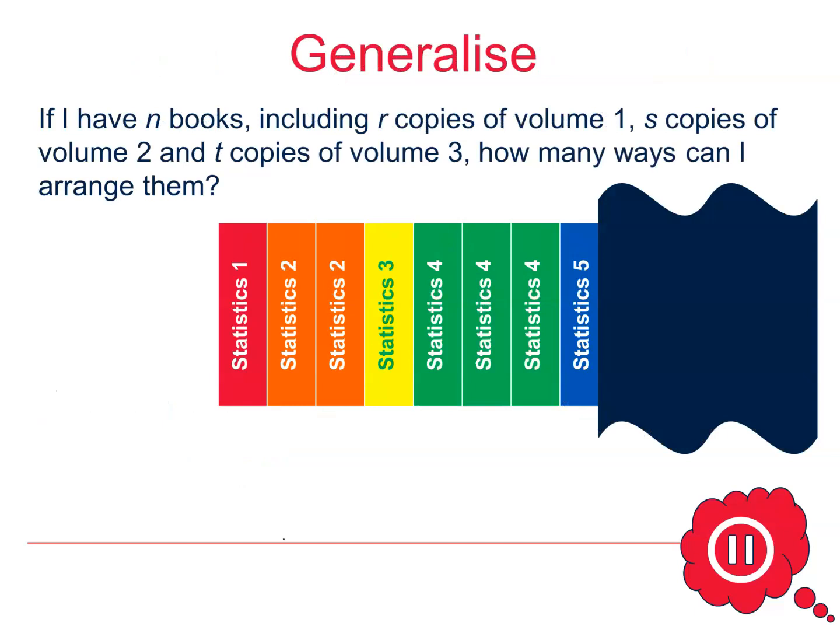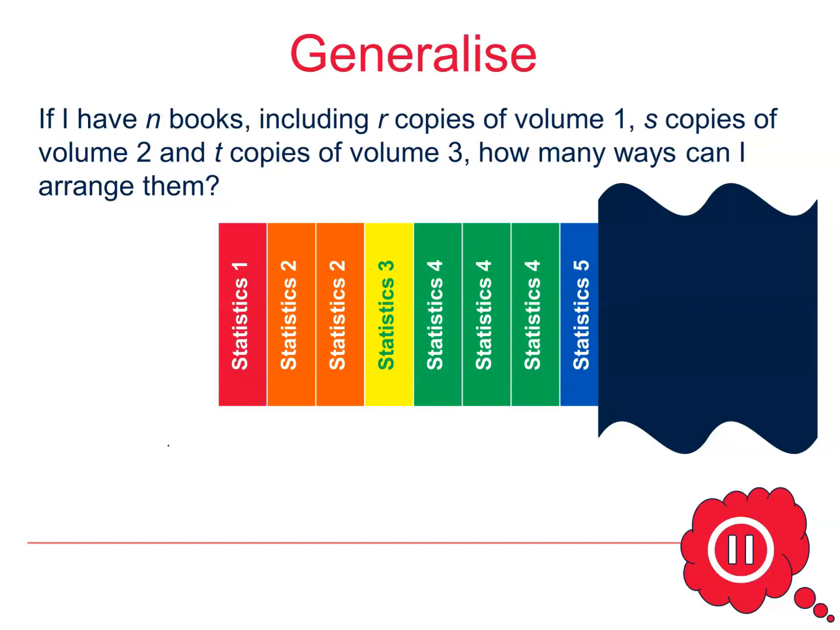Let's start to generalise again. I've got N books, and I've got R copies of Volume 1, S copies of Volume 2, and T copies of Volume 3. How many ways can I arrange them? This isn't a full generalisation, it's just beginning to make some inroads into it. Pause the video while you have a think about it.